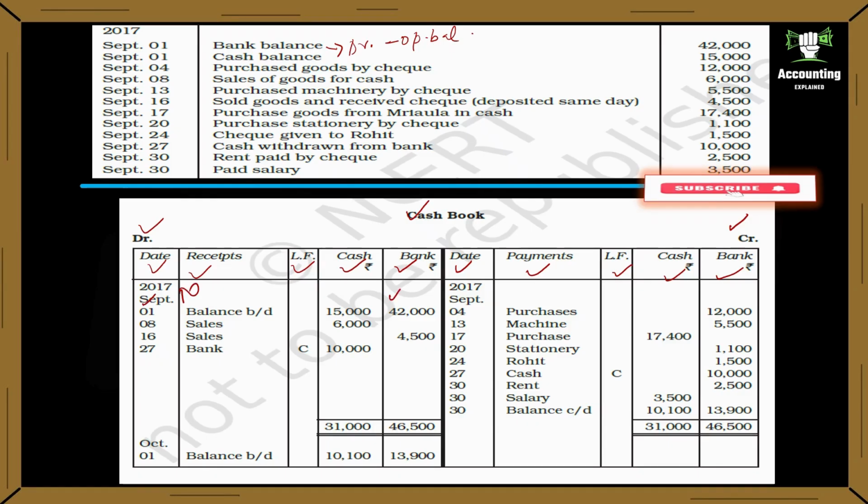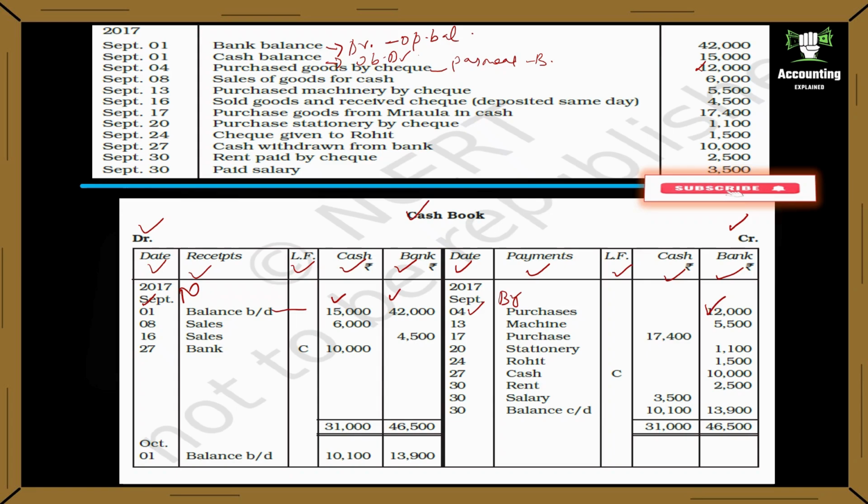Next, cash balance also, its opening balance, debit balance. To balance brought down under the cash column, same, we are maintaining the same, to balance brought down under the cash column, it is 15,000. Next is purchase goods by check, 12,000 rupees. So purchased goods by check means it should come on the payment side under the bank column. On September 4, under the payment side by purchases, bank column 12,000 rupees.